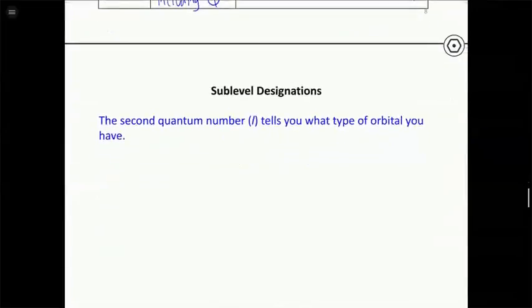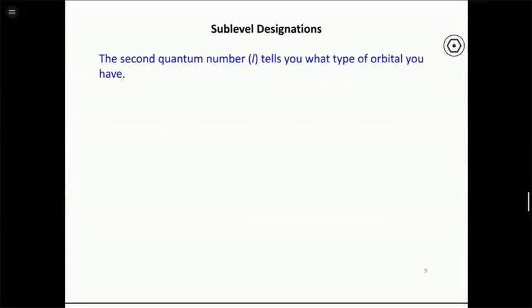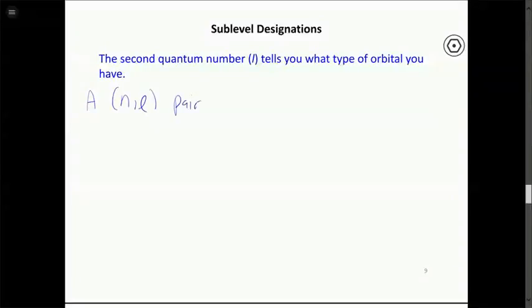Another important point to talk about is what are called sublevels. We talked about n being the shell number, and then a sublevel or a subshell is going to be n and L together. So n is the shell, and n and L together tells you what's called the subshell or the sublevel.